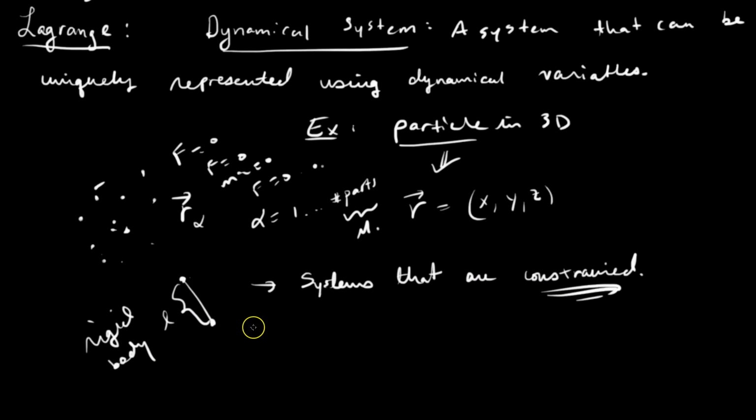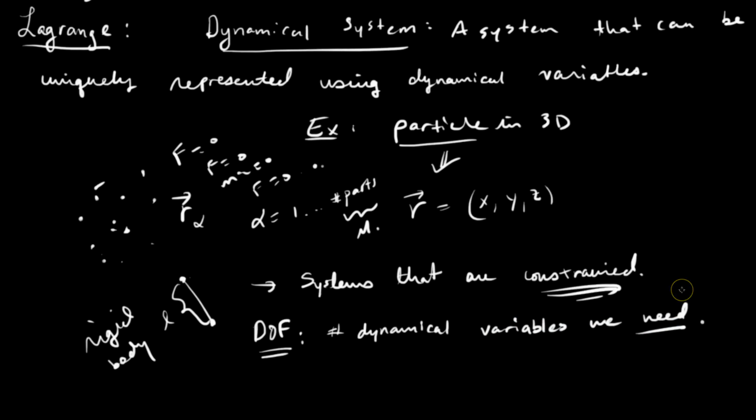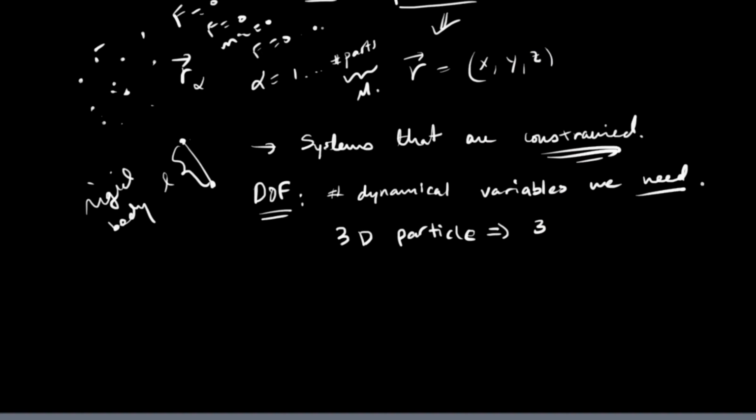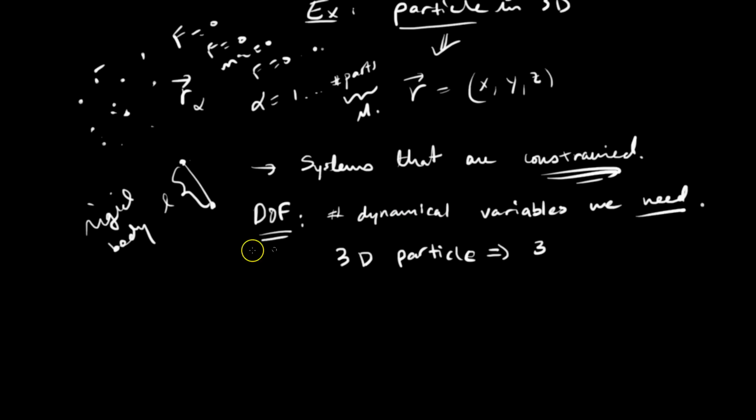Now, let me move on to degrees of freedom. What are degrees of freedom? Well, it's very simple. Degrees of freedom is just the number of dynamical variables we need. So consider the 3D particle. How many degrees of freedom will it have? As we said before, you represent it using the position x, y, z. I count 3: x, y, and z. Very simple. The degrees of freedom is just the number of dynamical variables.